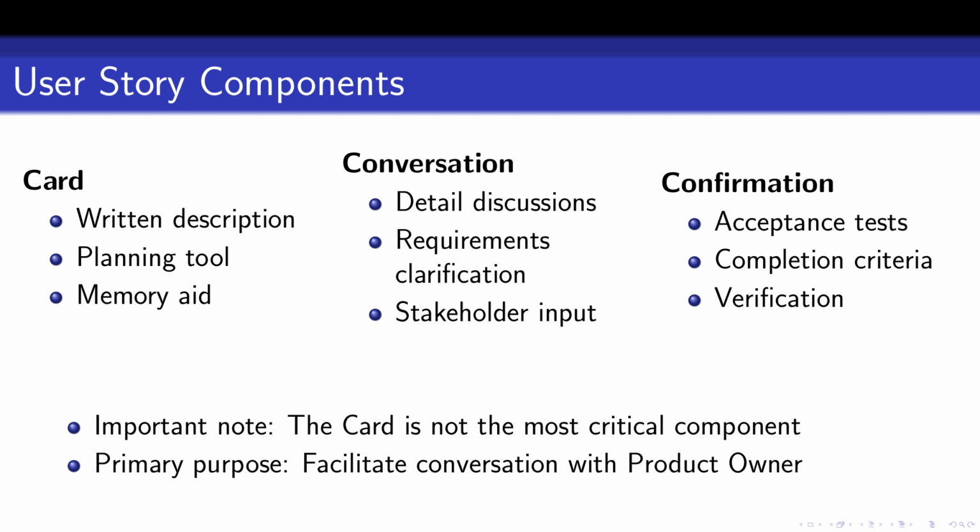The card provides a brief description of the user story and serves as a planning tool. The conversation is the discussion between developers, stakeholders, and product owners to clarify the story's details. The confirmation includes acceptance criteria that define when the story is complete. While the card helps organize work, it is the conversation and collaboration that truly add value to user stories.